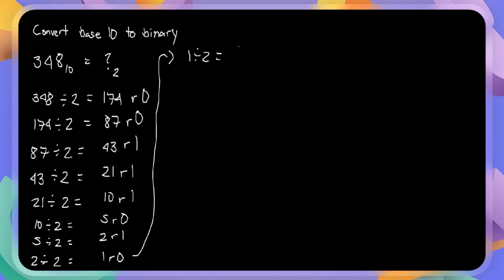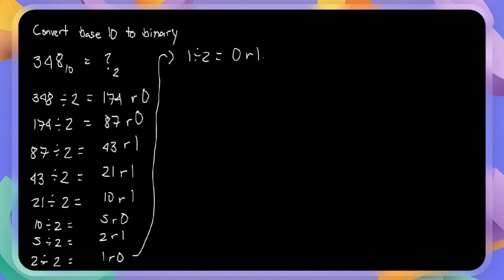You can't divide 1 by 2. You're just going to get 1/2. But 1/2 is equal to 0.5. So we can get a remainder from that. So that's just going to be 0 remainder 1. Now that we've reached 0, we can start actually converting to binary.